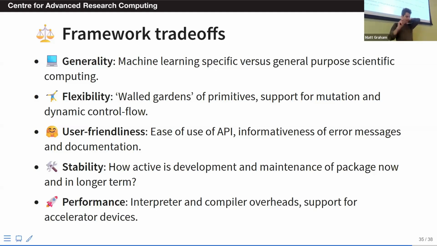The least important factor, I would say, but it's often the one that people consider first, is performance. These frameworks do have different performance trade-offs, but you're probably going to spend more time writing and reading your code than you are running it. So while it's an important factor, you should make sure that these other factors are also considered. But things like whether or not the framework supports dispatching to accelerator devices, or, at least on the Python side, ways of avoiding the interpreter overhead, can be important.